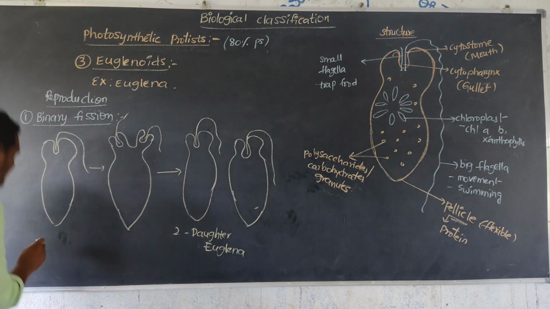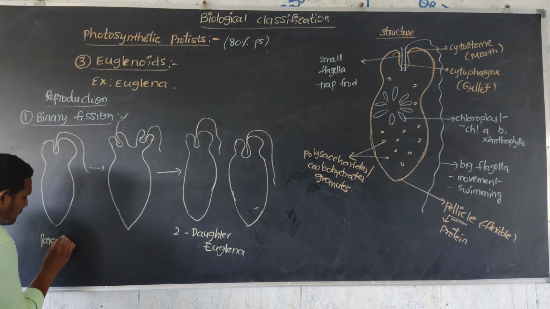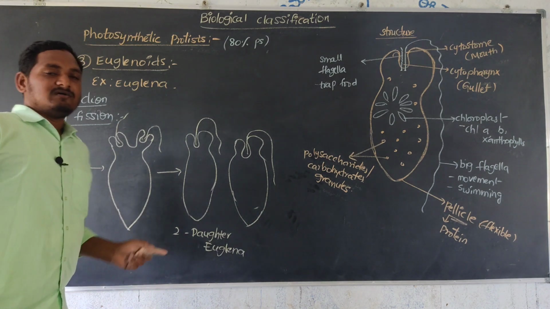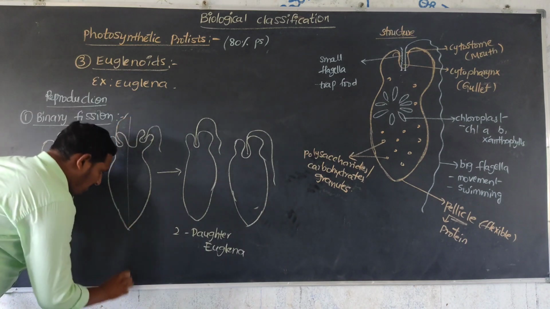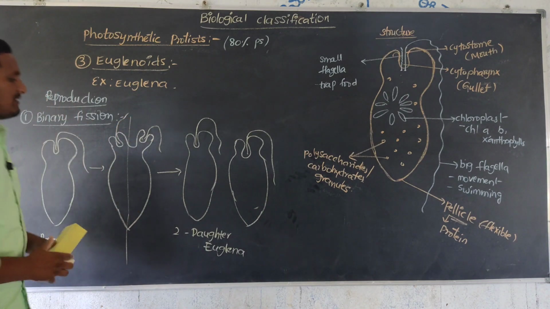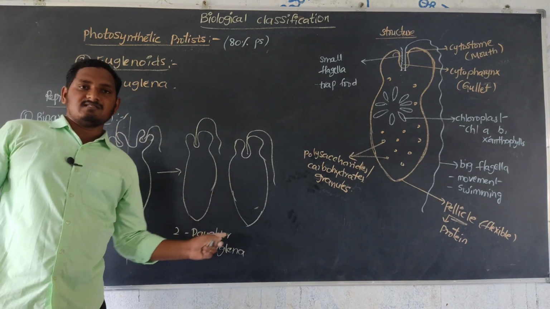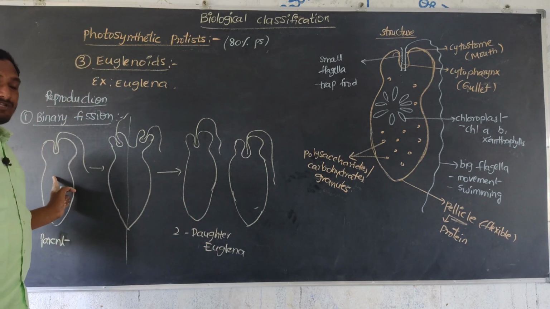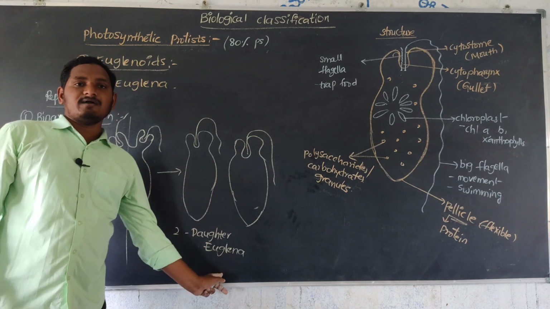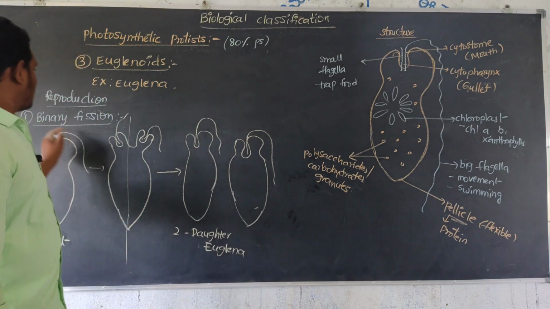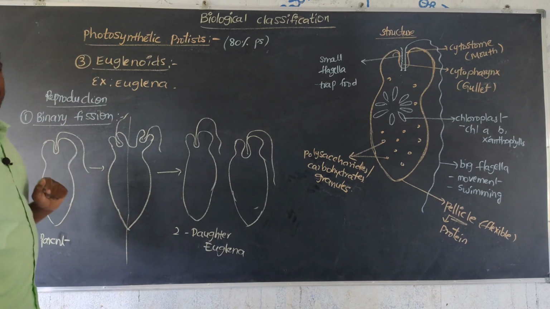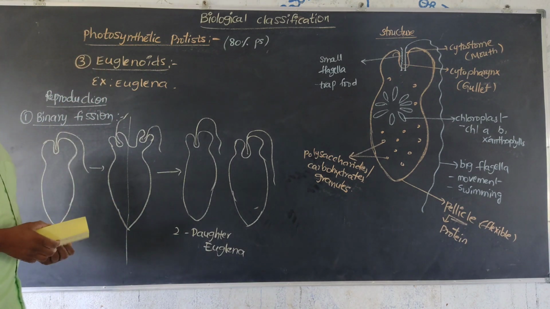So this is the parent. One single parent Euglena splits in half and changes into two daughter cells. One Euglena changes into two daughter Euglena organisms. That is binary fission, a common method. Next, the Palmella stage.